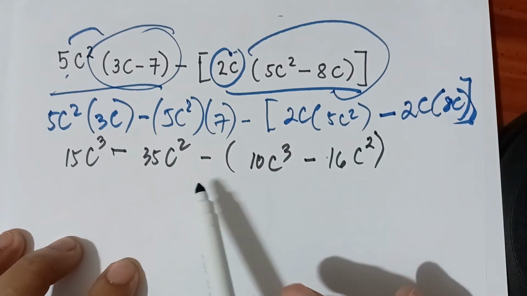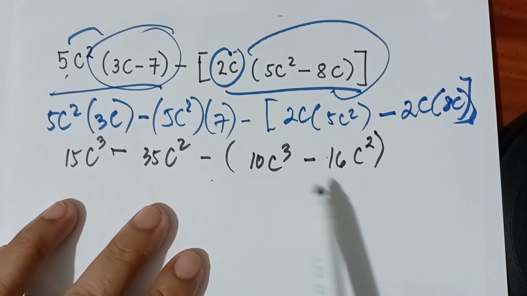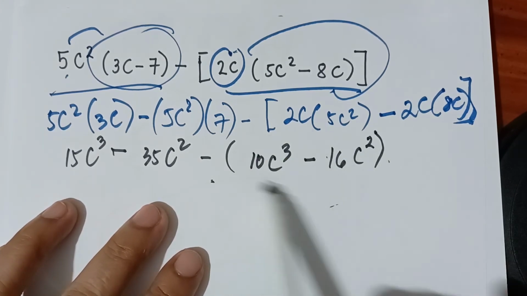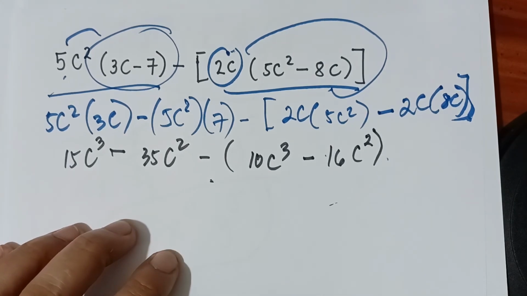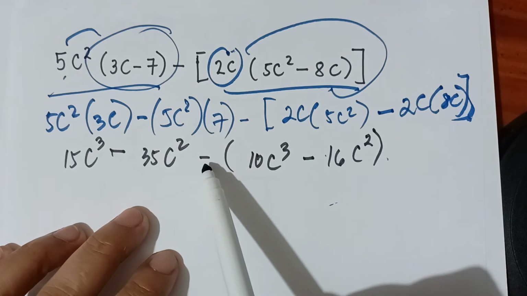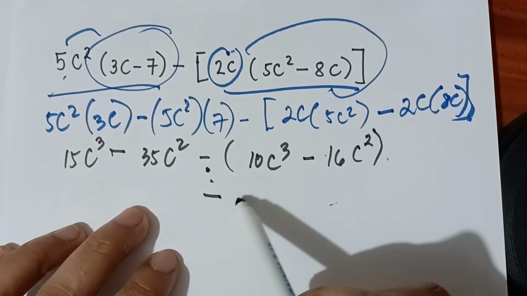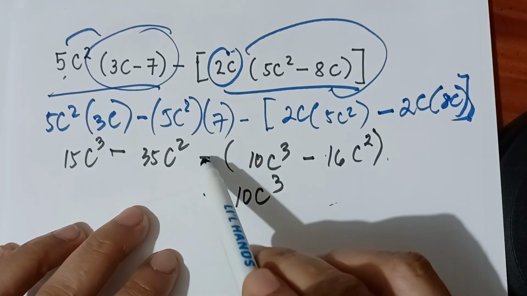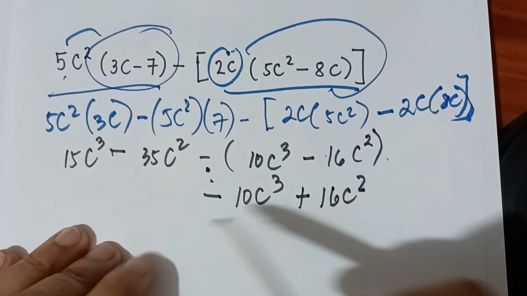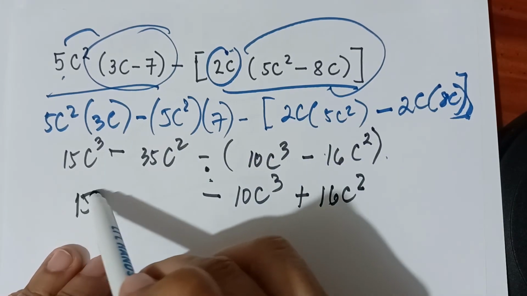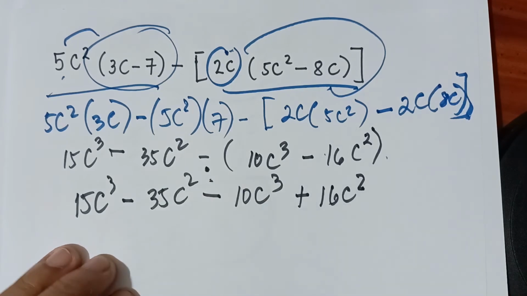Okay? Now, as you can see, meron tayong minus dyan. So, ano gagawin natin? We have to simplify the sign. Kasi minus, what do you do with this? Subtrahend, nag-change ng sign yan. Okay? So, you have to distribute this sign to everything. Negative times positive is negative 10c cubed. Negative times negative, that will be positive 16c squared, and then kokopyahin lang natin to, 15c cubed less 35c squared.